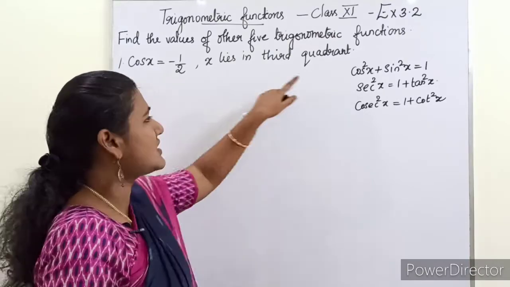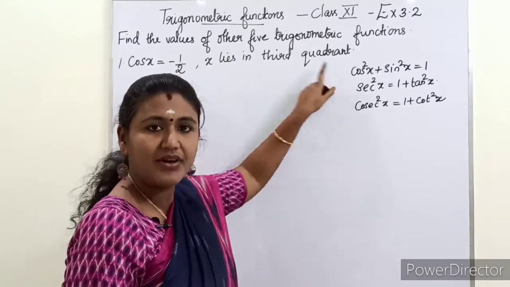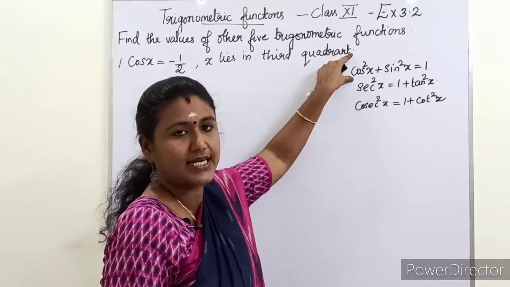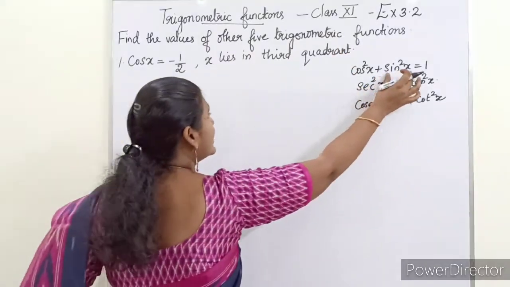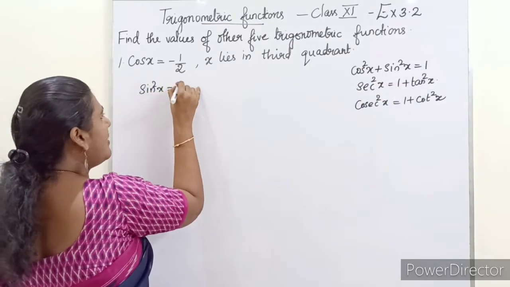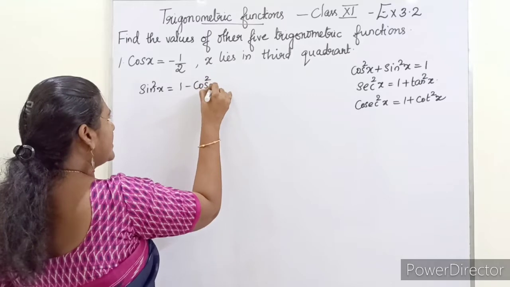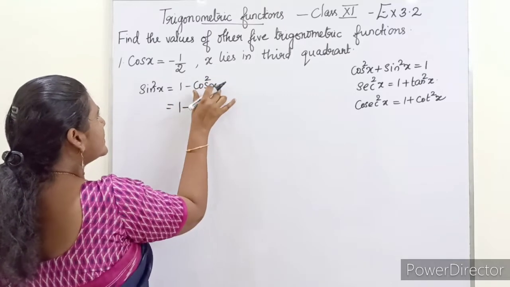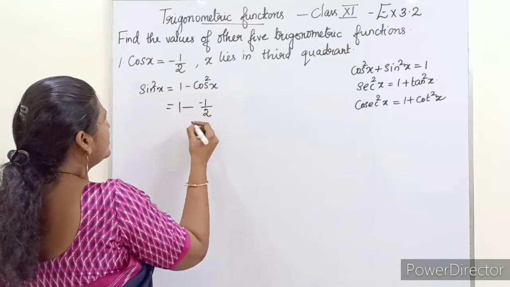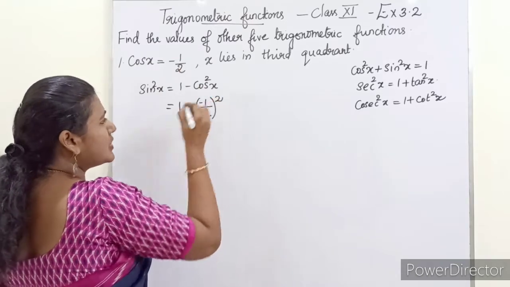Here we will use the first identity. We are given cos x. We have to find sin x using the first identity. So from this, what is the sin square x value? Sin square x is equal to 1 minus cos square x. That is 1 minus, cos x we have is minus 1 by 2, so minus 1 by 2 the whole square.